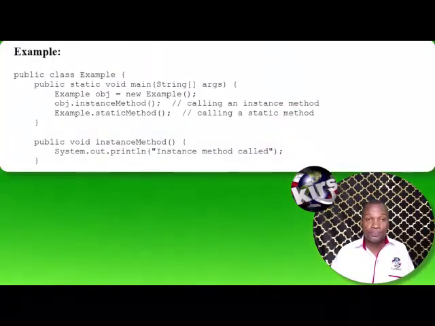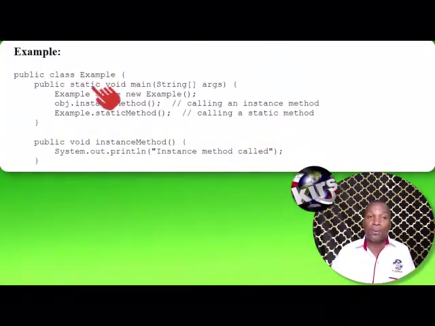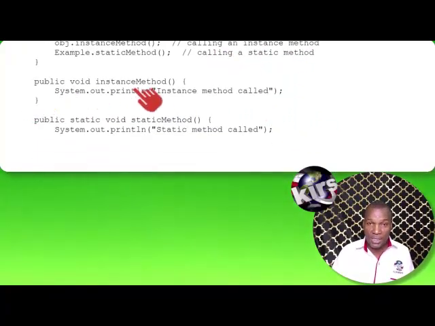For example, public class Example, public static void main(String[] args), Example object is equals new Example, object.instanceMethod, calling an instance method, these are comments, Example.staticMethod, calling a static method. And then down here we have public void instanceMethod, System.out.println("Instance method called"). Public static void staticMethod and System.out.println("Static method called").